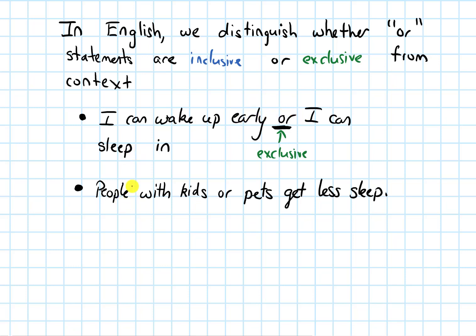What about this next sentence, which says people with kids or pets get less sleep? In this context, people with kids get less sleep, people with pets get less sleep. So intuitively, it makes sense that if you have kids and pets, both of them, you're definitely going to get less sleep. So this is an inclusive OR. We are determining that from the context of the sentence.